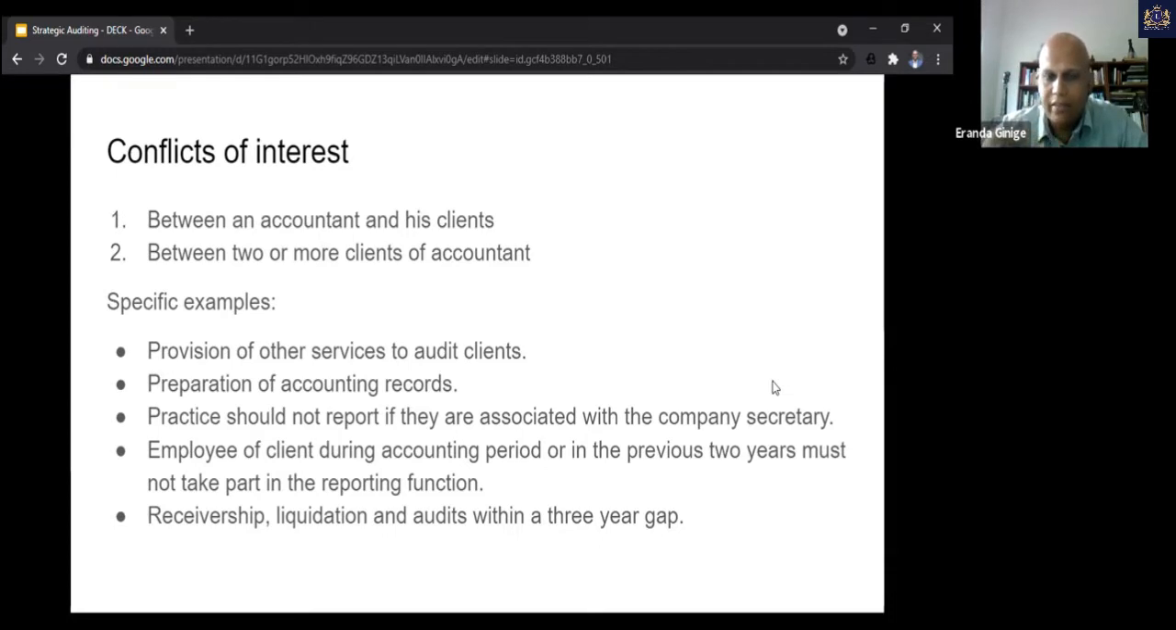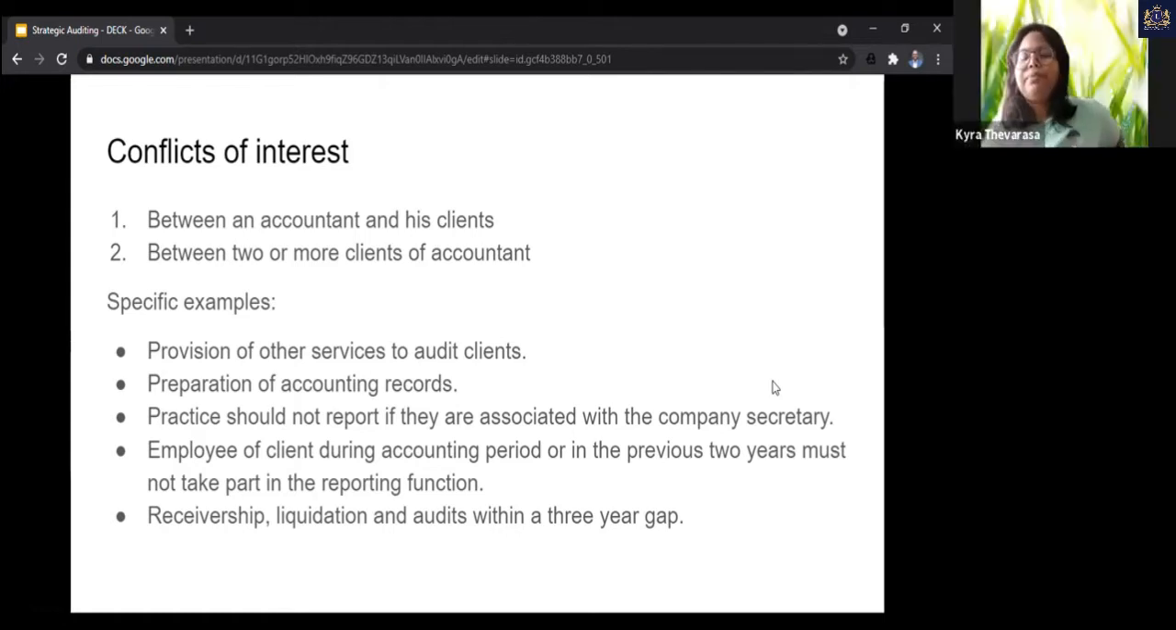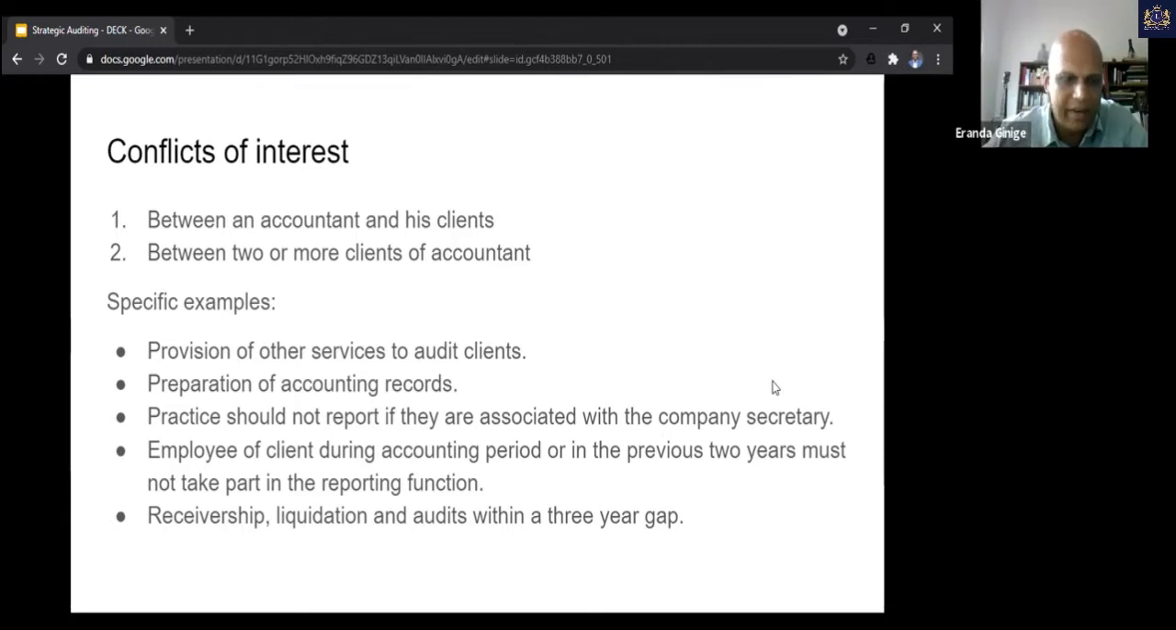And audits within a 3-year gap. If a firm has taken up a receivership or a liquidation or an audit within the last 3 years, they should not take an audit again. So these are the types of conflicts of interest that can arise.